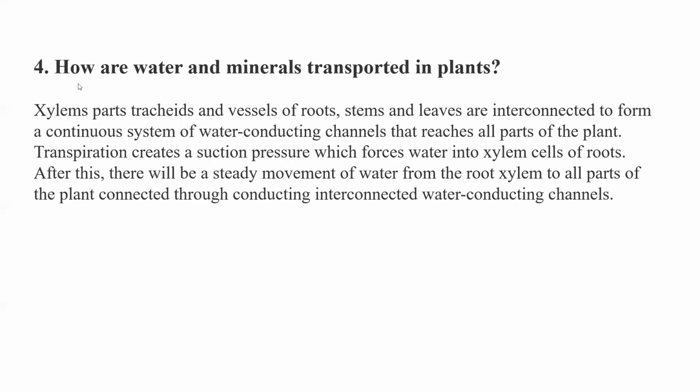Next question. How are water and minerals transported in plants? Xylem parts, tracheids and vessels of roots, stems and leaves are interconnected to form a continuous system of water conducting channels that reaches all parts of the plant. Transpiration creates a suction pressure which forces water into xylem cells of the roots. After this, there will be a steady movement of water from the root xylem to all parts of the plant through interconnected water conducting channels.